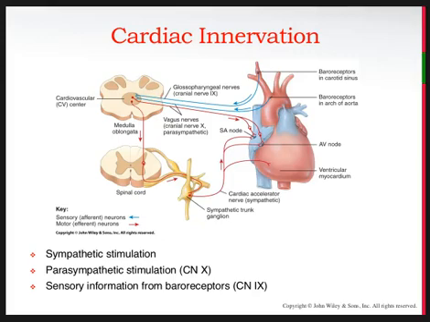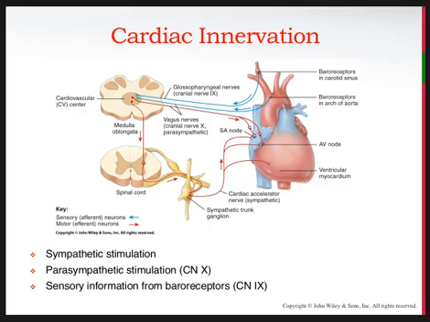Picking up with cardiac innervation. So in this diagram, let me just orient you a little bit. On the upper left, you've got the cardiovascular center in the medulla oblongata, a cross-section there. Below it, you have a cross-section of the spinal cord. On the right, you've got an image of the heart, looking at it from the anterior side. And in between the two, you've got some red and some blue lines.